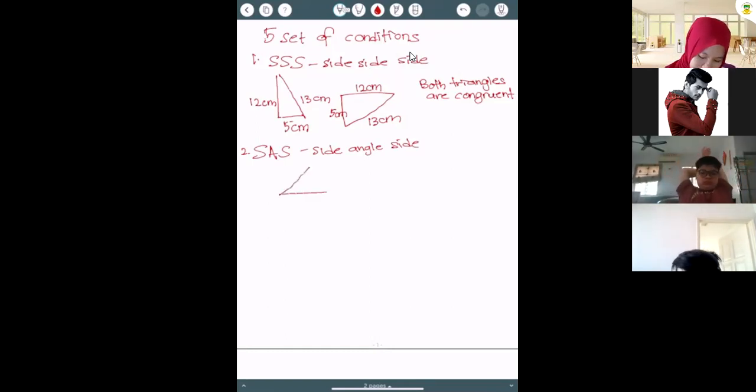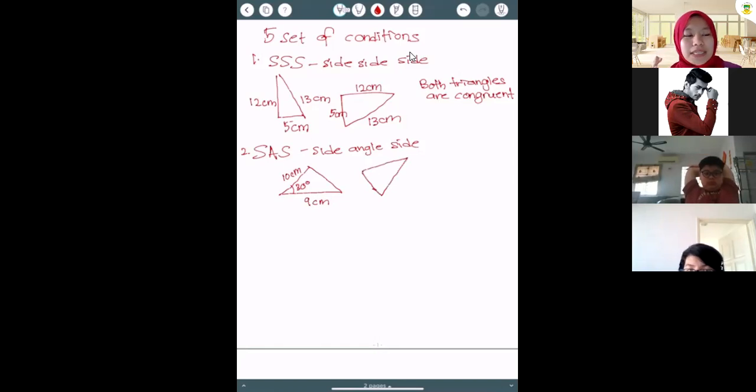For example, I give you an example. This is your triangle. This is 30 degrees. This is 10 cm. This is 9 cm. And then you have another triangle. It looks like this. You cannot simply tell by looking at their shape. You need to know the information. So here 30 degrees, here 9 cm, here 10 cm. So you can tell that these two triangles are congruent.